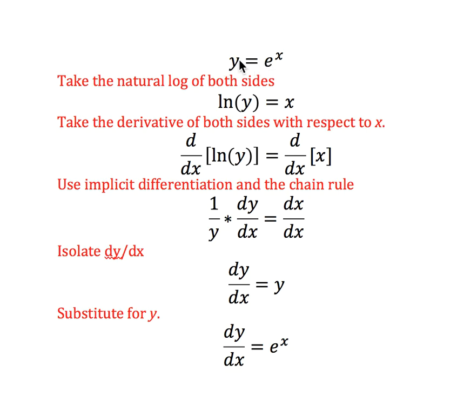So here's how this works. We want to take the derivative of y equals e to the x, but we don't know how to do that. So let's take the natural log of both sides. Then we get ln of y equals x. Well, we learned recently how to take the natural log of x, so to take the natural log of y, we can do the same thing.